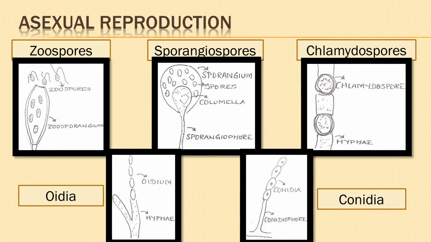Conidia. They are non-motile spores produced exogenously, singly or in chains by constrictions on conidiophores.